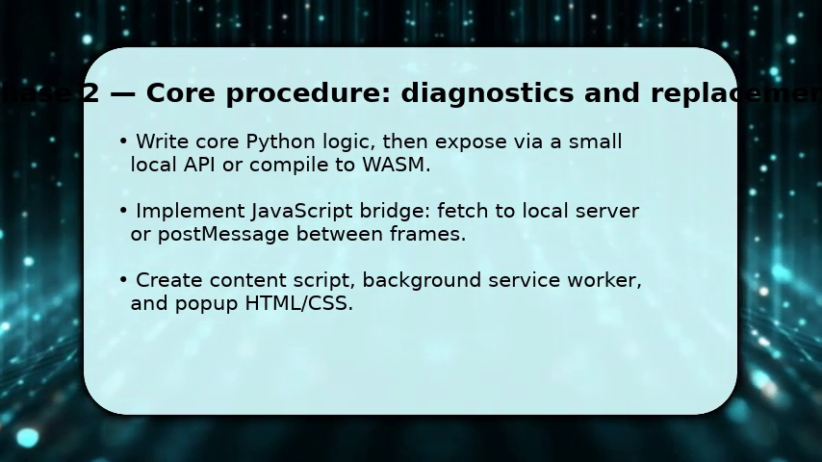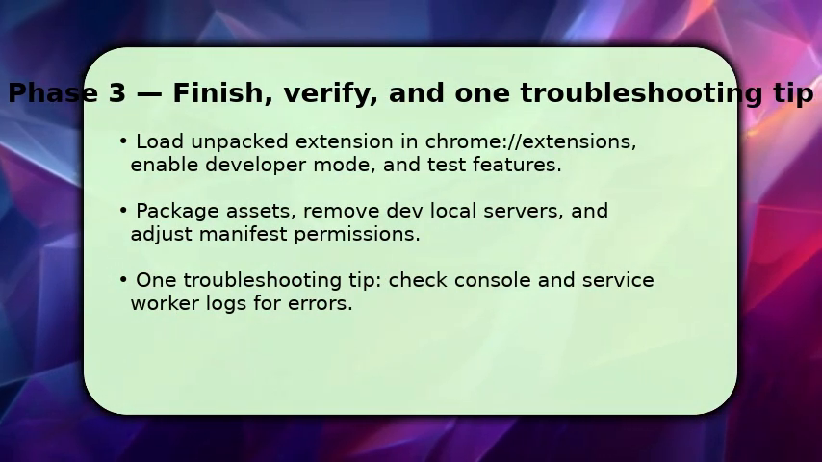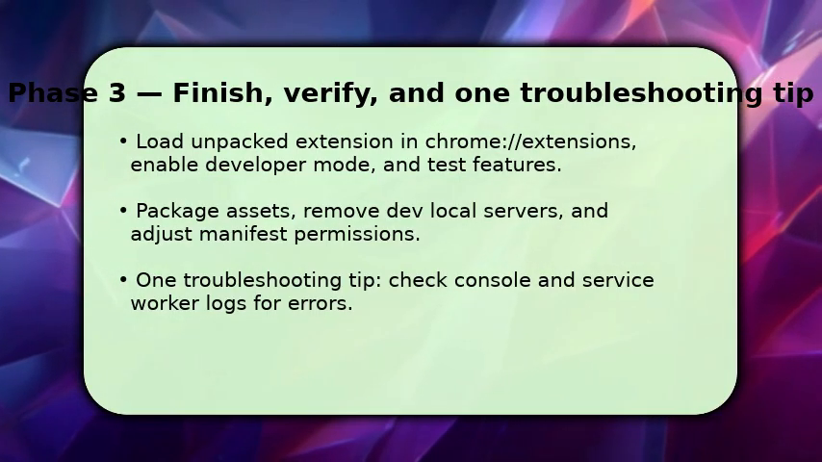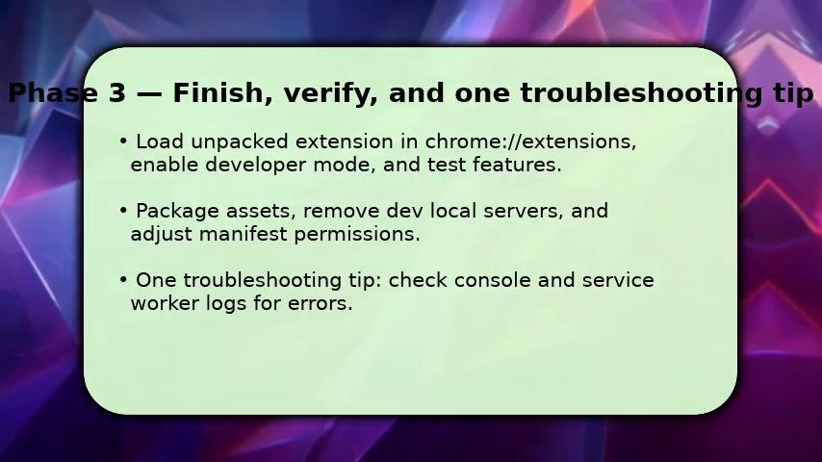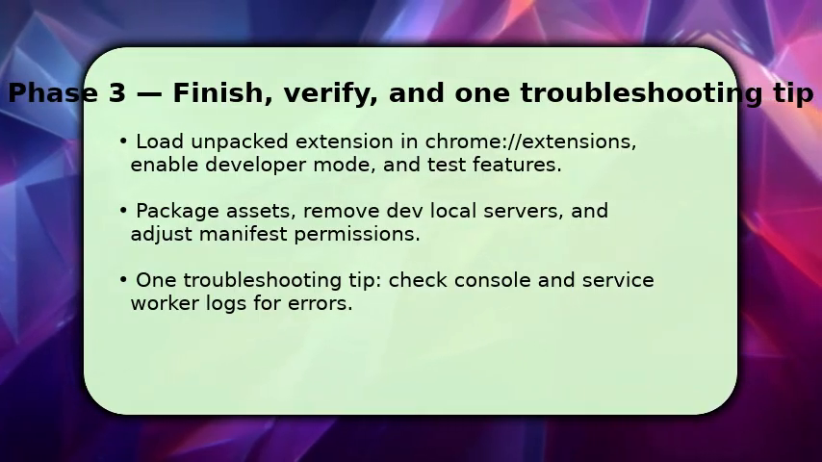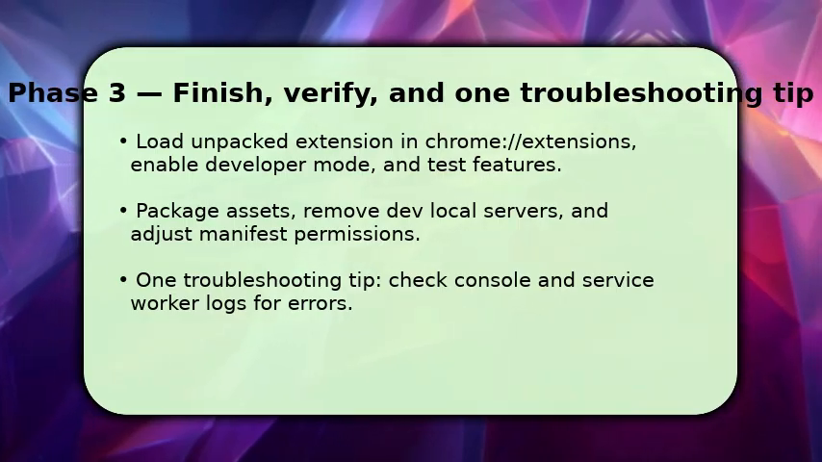You finish by loading the extension via chrome://extensions with developer mode enabled. Click Load Unpacked and point to your project folder, then test every flow. Before packaging, remove any development-only servers or credentials, minimize permissions in manifest.json, and bundle static assets. Finally, sign and publish if desired.